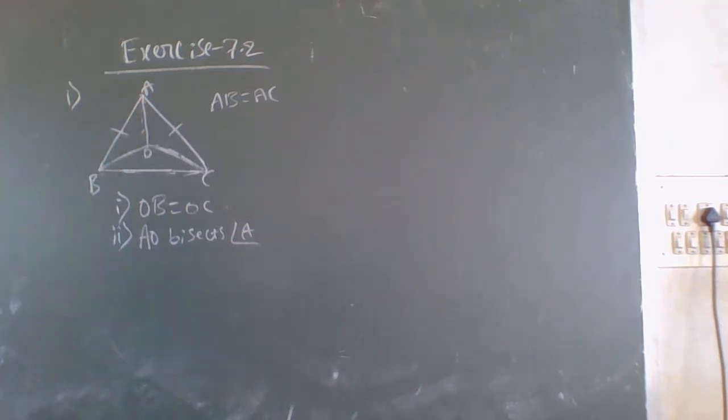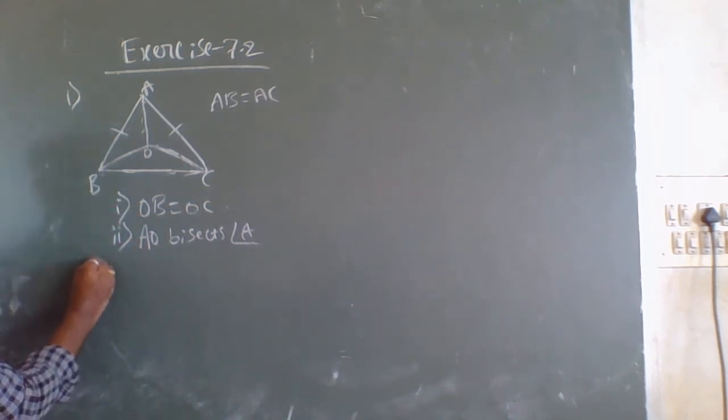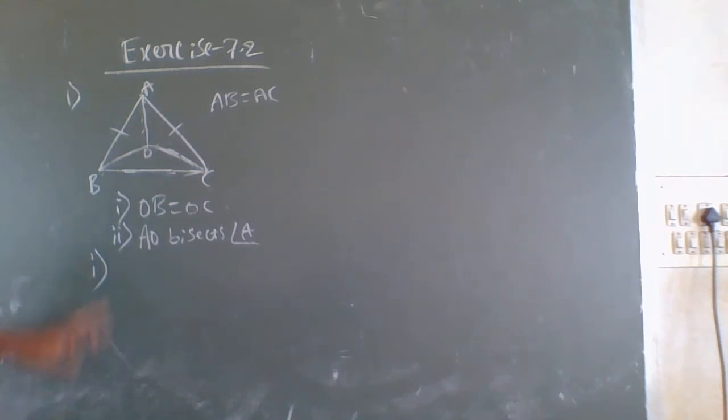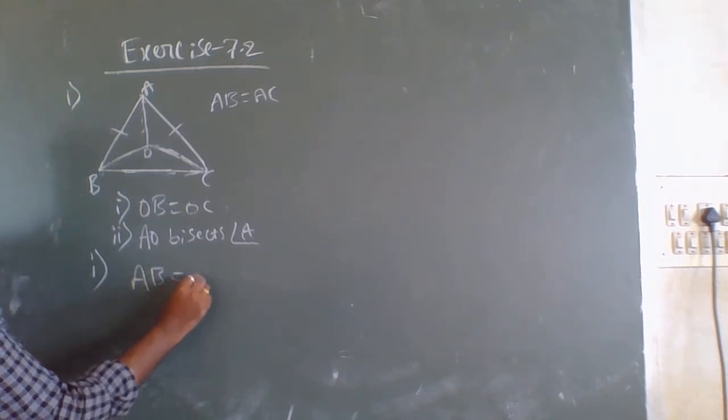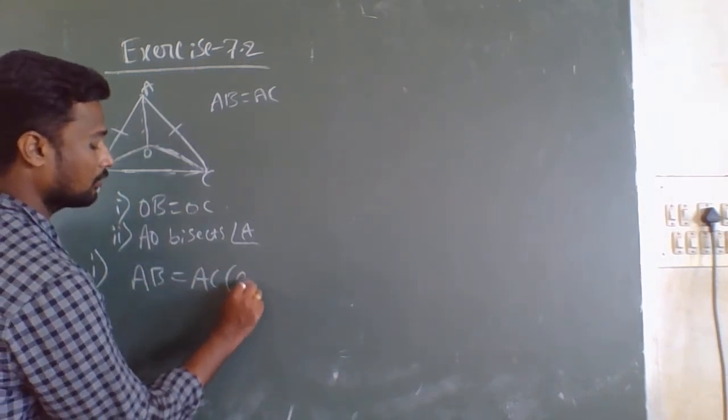So now, first we have to prove OB is equal to OC. To prove this, they have given AB is equal to AC. Therefore, here AB is equal to AC. They have given this.